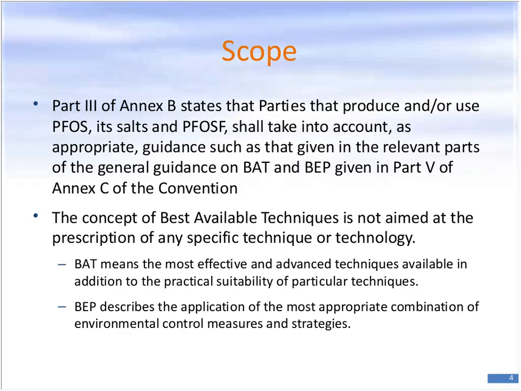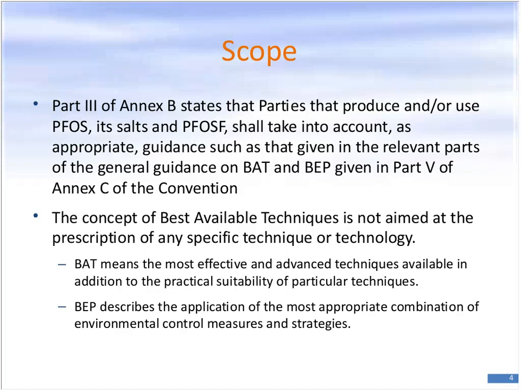Furthermore, not only in the text of the convention, but also when the chemical was listed, when PFOS, its salts and PFOS-F was listed, in part 3 of Annex B, issues related to the production and use, taking into consideration appropriate guidance like BAT and BEP are to be considered.